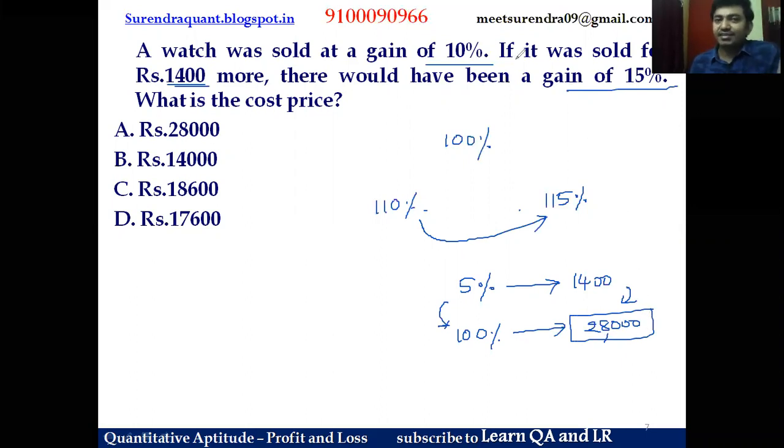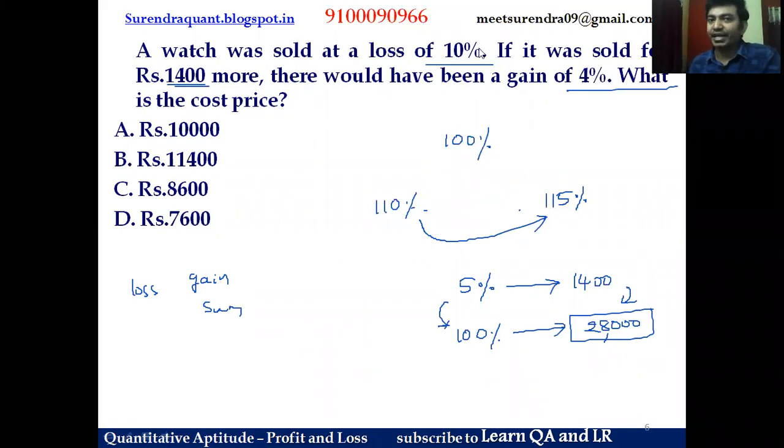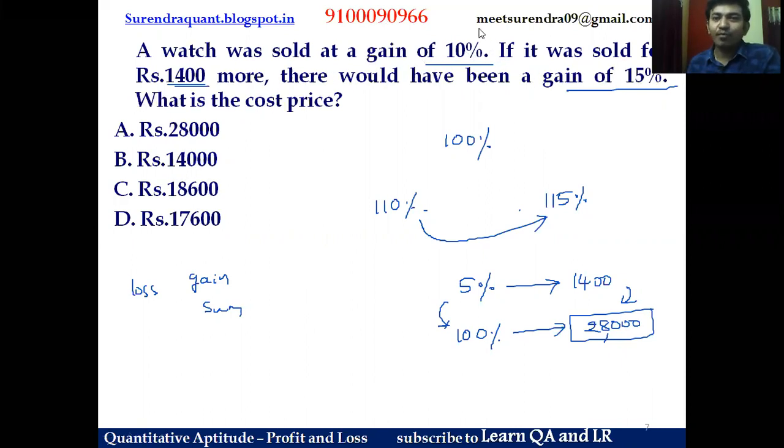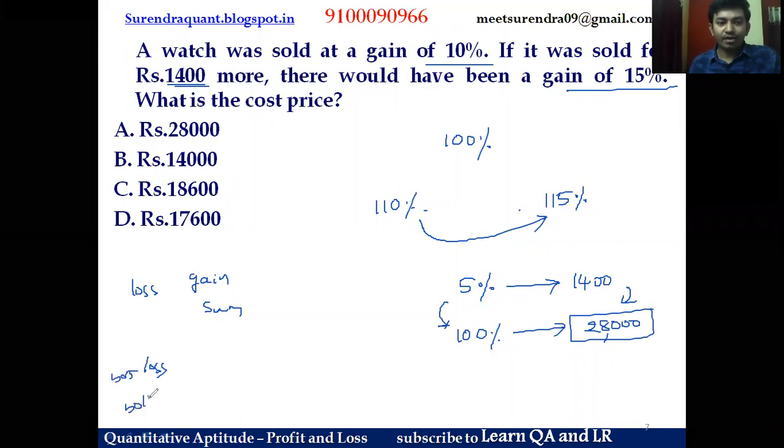And the generalization is, guys, if one is loss and the other is gain, the sum will be the difference. Here in the previous case, can you observe this? 10 plus 4, 14% is the gap, right? One is loss, other is gain, the difference is 14%. When both are loss or both are gain, then the difference of percentage will be the difference in selling price. So here 10, 15, the difference is 5%. No need to memorize all this; you can understand the basic idea.